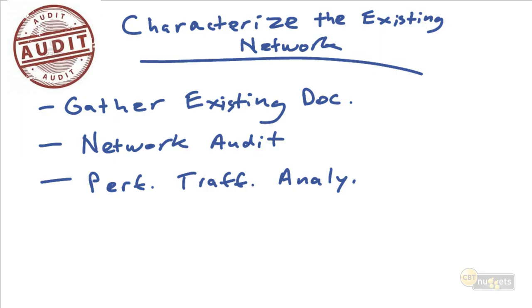So in this nugget, we took a look at characterization of the existing network. We talked about how important it is to gather any existing documentation the organization might have, and then perform a network audit, and optionally go ahead and use tools either built into the Cisco devices or external tools that we can use to perform a traffic analysis.